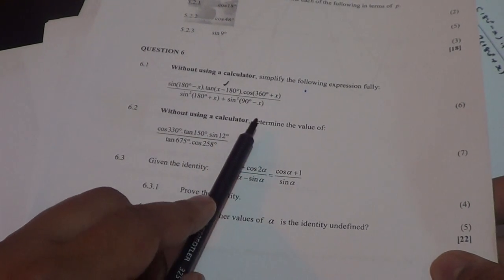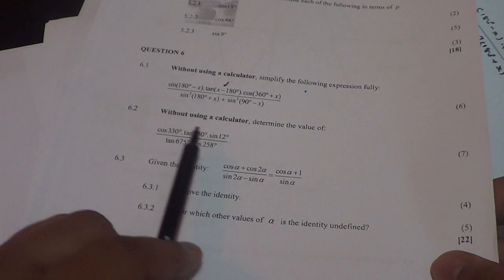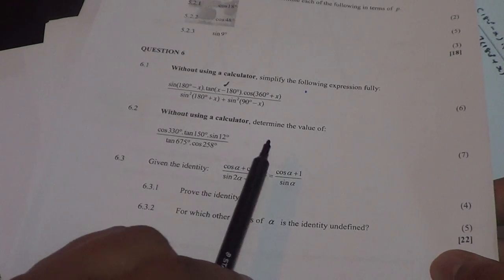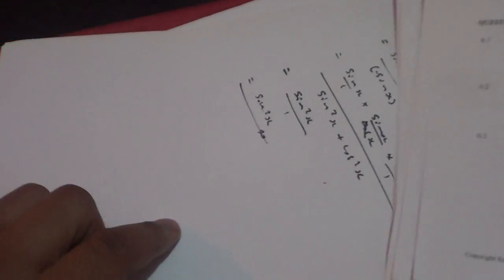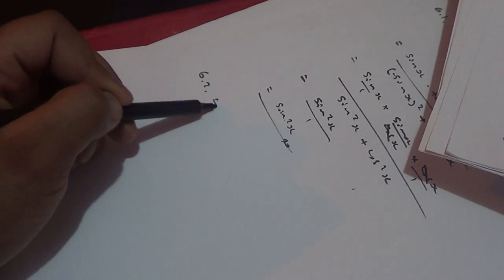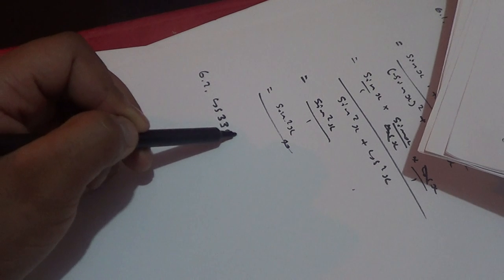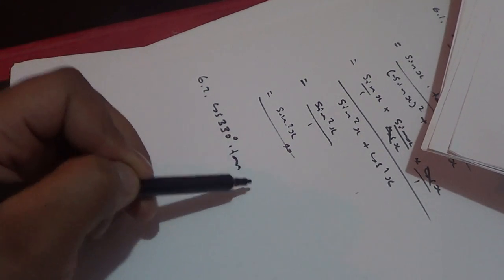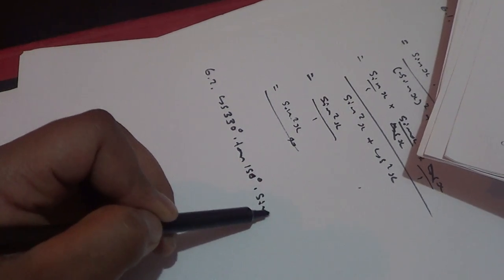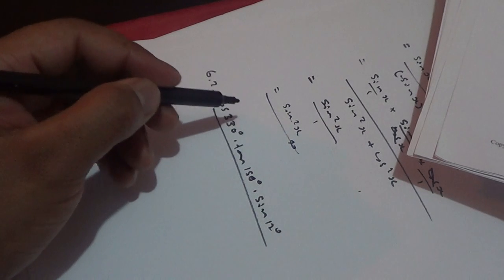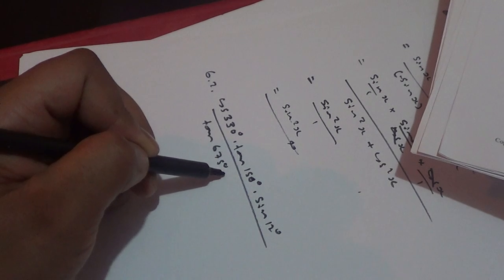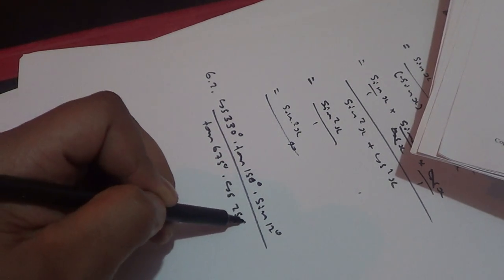Now it says, without using a calculator, determine the value of. Of course, you can just do it and get the answer, but I would rather you don't put yourself under pressure. Just work it out and then check it later. 6.2. So I have here cos of 330 degrees multiplied by tan of 150 degrees multiplied by sine of 12 degrees. And then all of that over tan of 675 degrees times cos of 258 degrees.